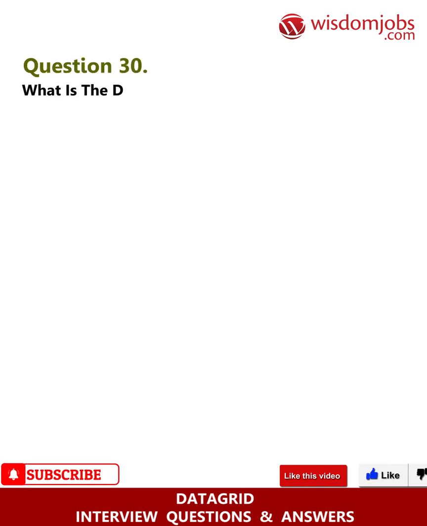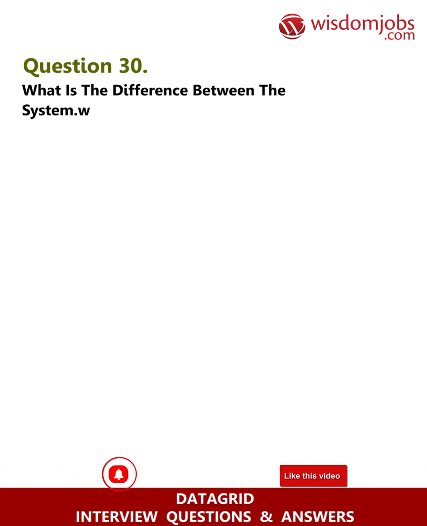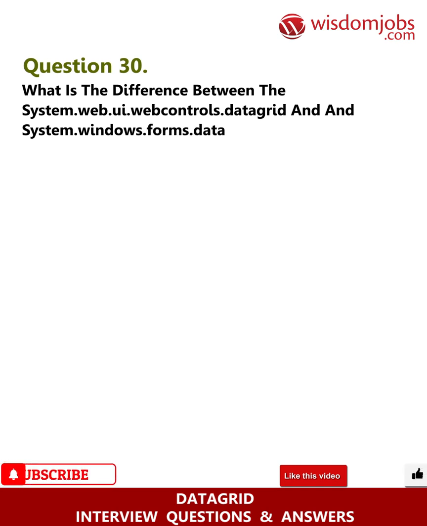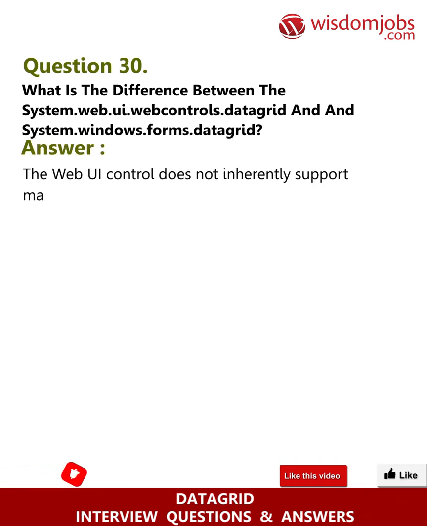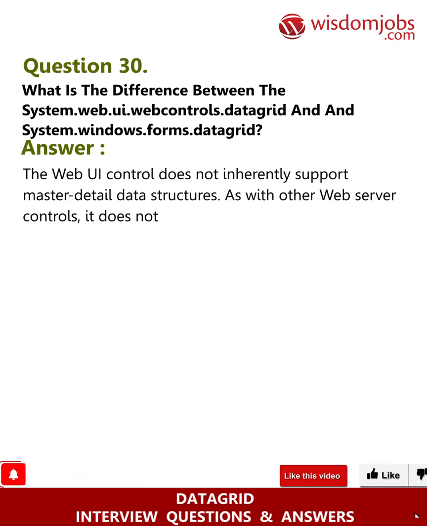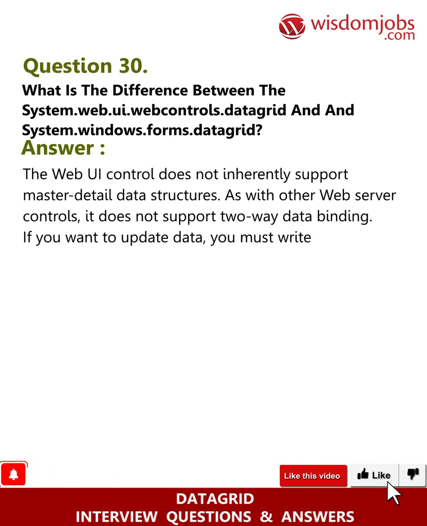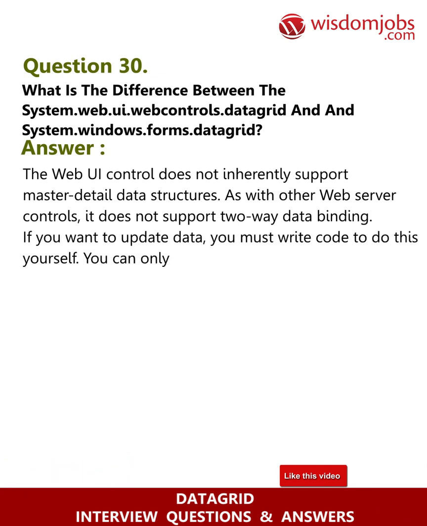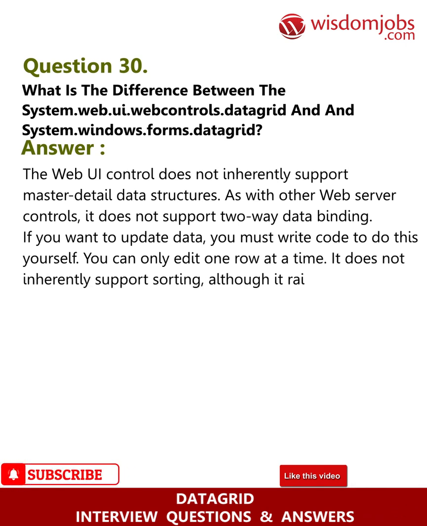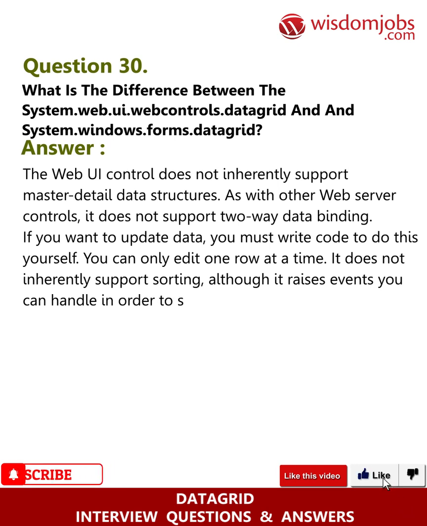Question 30. What is the difference between the System.Web.UI.WebControls.DataGrid and System.Windows.Forms.DataGrid? Answer. The web UI control does not inherently support master detail data structures. As with other web server controls, it does not support two-way data binding. If you want to update data, you must write code to do this yourself. You can only edit one row at a time. It does not inherently support sorting, although it raises events you can handle in order to sort the grid contents.